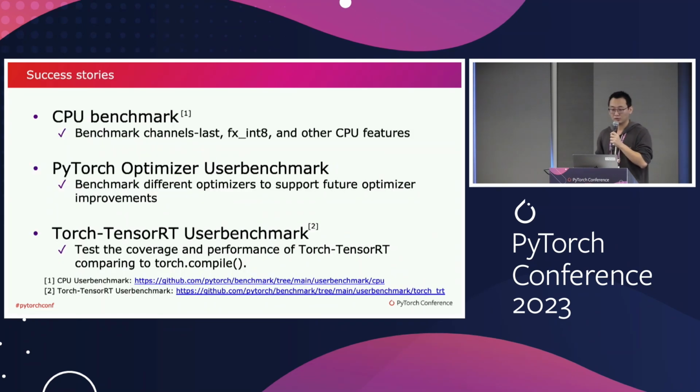Besides Torch Inductor CI, we also deploy other user benchmarks, such as the CPU benchmark, which tests channels last, int8 and other experimental CPU features. We also have an optimizer user benchmark that, for each model, tests different optimizers to inspire future optimizer design. And we also have a Torch TensorRT user benchmark that tests the coverage and performance of TensorRT. And they are all open source.